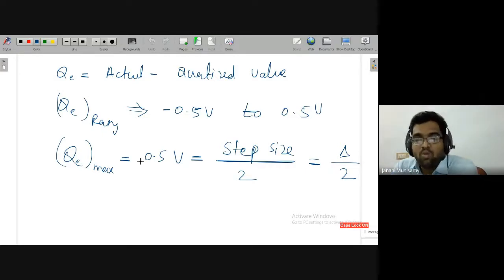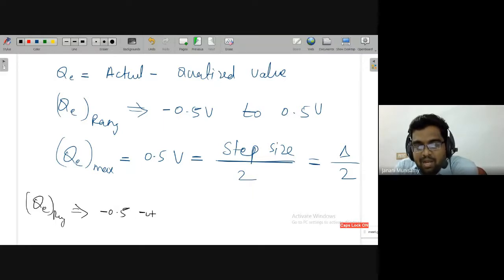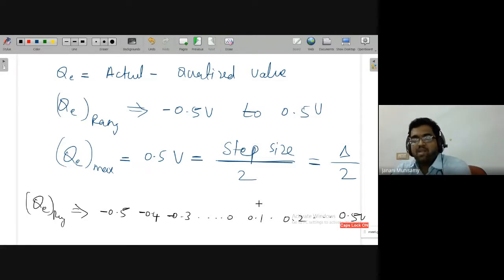And then one more observation you have to make that we will be using very quickly. What is the distribution of this error? See, I can get the error, the error range, QE range. The error range is from minus 0.5. Minus 0.5 means I can get minus 0.4, minus 0.3, then 0, 0.1, 0.2, like that it goes. That means I can get any value of error.